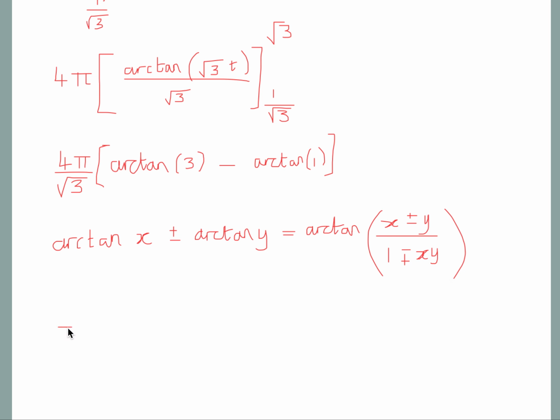So in this case, what have we got? Let's rewrite it. This will be our final answer for what J equals. J is going to equal 4 pi over root 3 of arctan, where x is 3 and y is 1. So it's going to be 3 minus 1, so 2, over 1 plus 3 times 1, 1 plus 3, 4. 2 over 4, so that's arctan of a half. And that's our final answer.